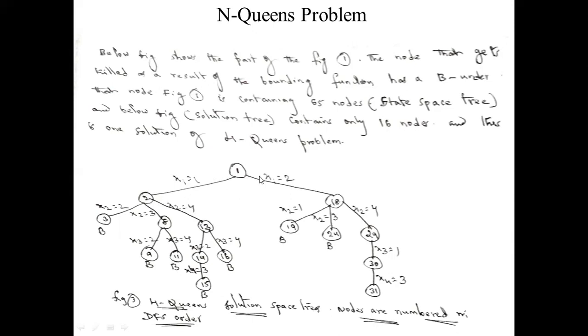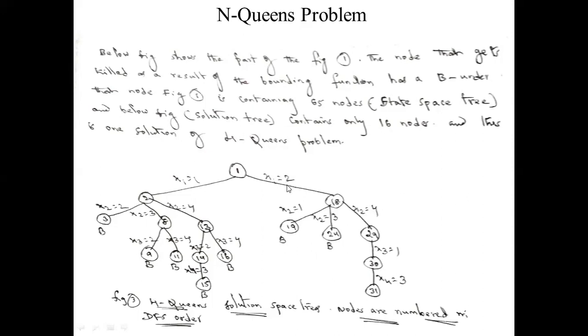Then place the first queen in the second column. Then 1, 2 are attacking each other, and 1, 3 are attacking each other. So only one possibility is there for the second queen, that is the fourth column. After placing the second queen in the fourth column, the third queen has 1 and 3. Select the first one: 1 is okay, it is not attacking. Then with 2, 4, 1 placed, the fourth goes to 3. So this is the solution node. 31 is the solution node. What is the solution path? 1, 18, 29, 30, 31 is the solution path.